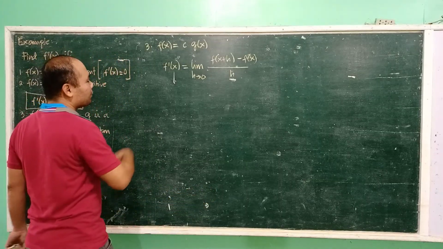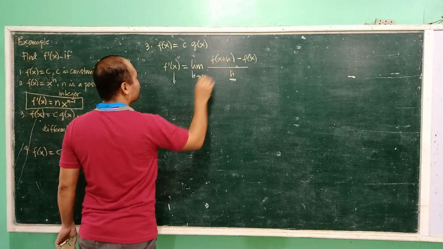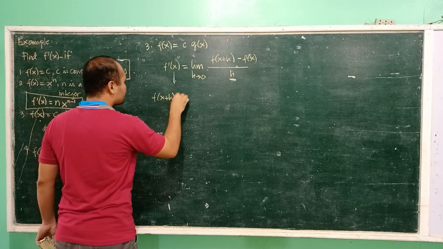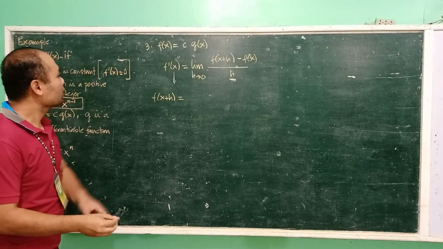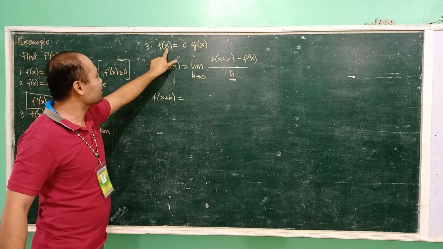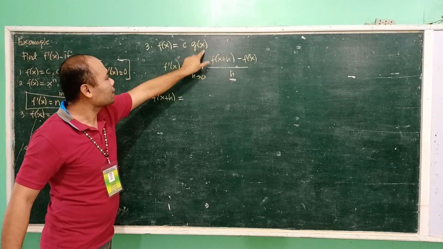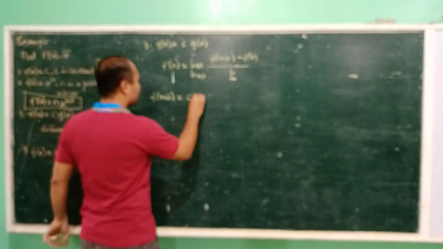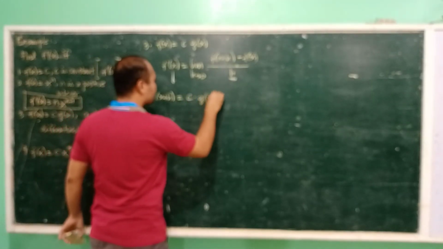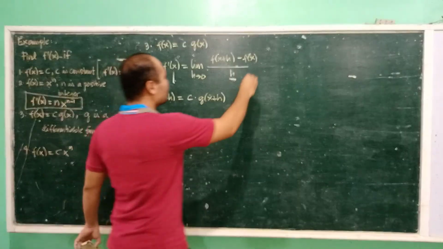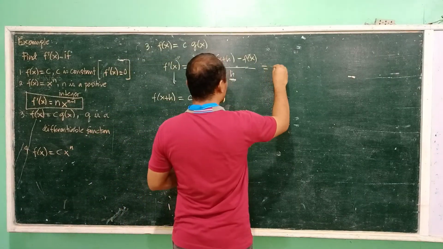So again, we will be solving for f of x plus h. What is f of x plus h? By definition, f of x is c times g of x. Whatever this value is here, that should also be the value here. Because we have x plus h, you have c times g of x plus h. So that's as simple as that. Therefore, we can write it here.